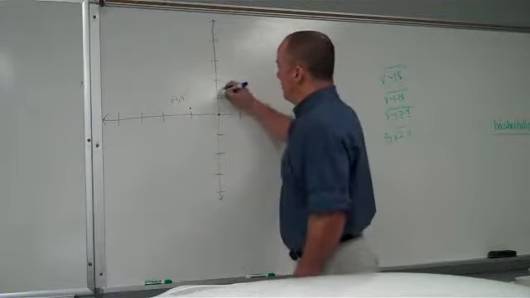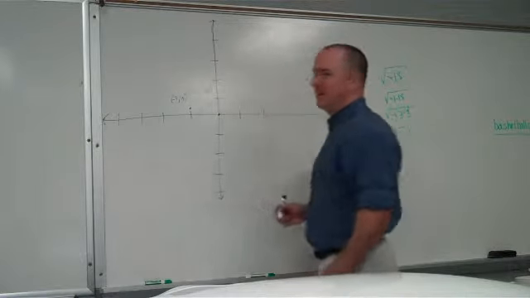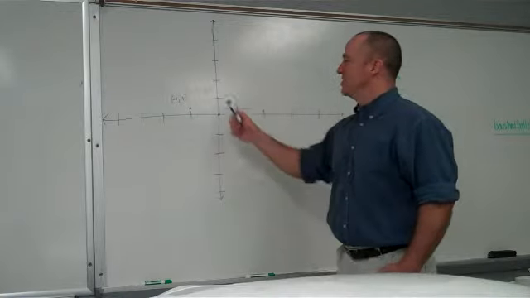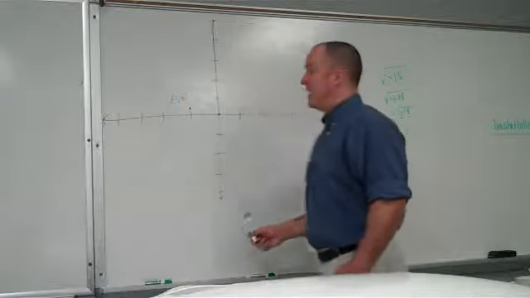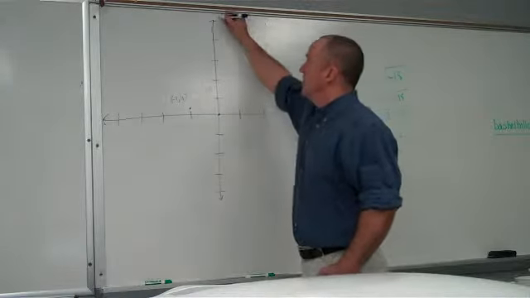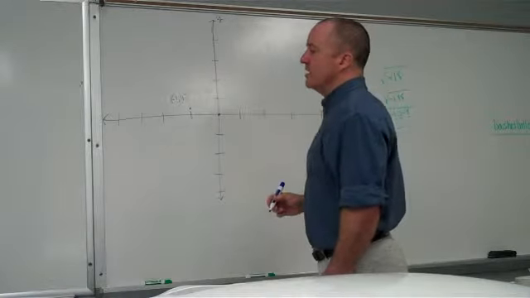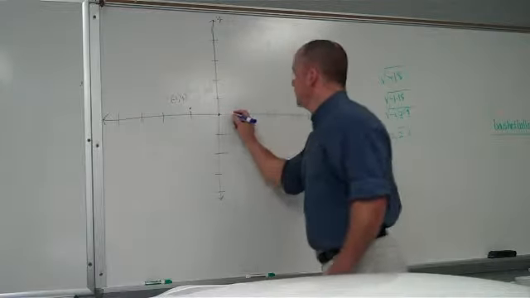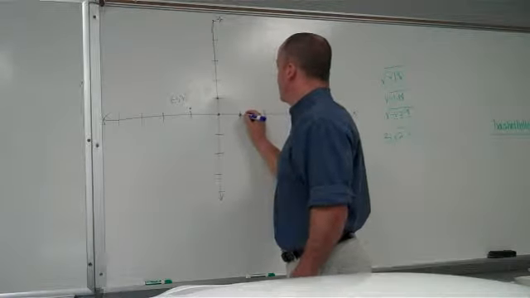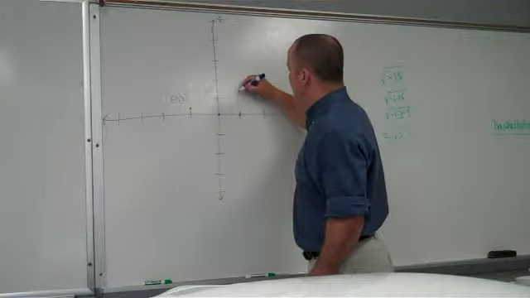Okay, 0, 1. That's that one, right? 0, 1 means the 0 means do not go left or right. The 1, in the y spot, means go up 1 on the y-axis. Okay? 1, 1 2/3. The 1 here means go 1 to the right horizontally, as Nick said, and then go up 1 and 2/3 of the next one.